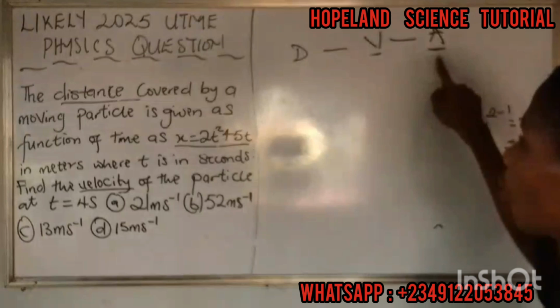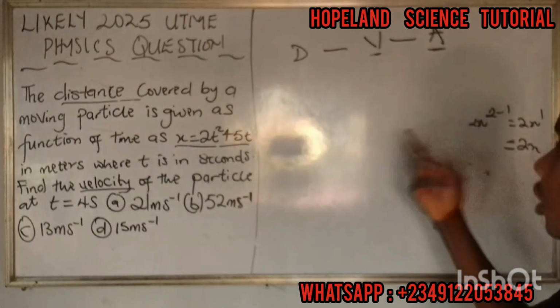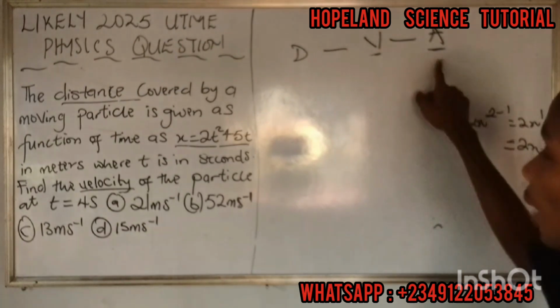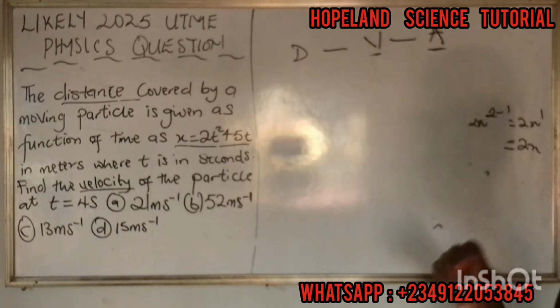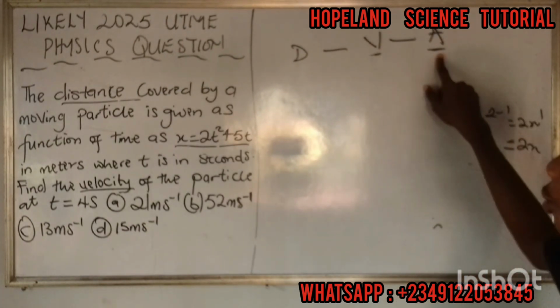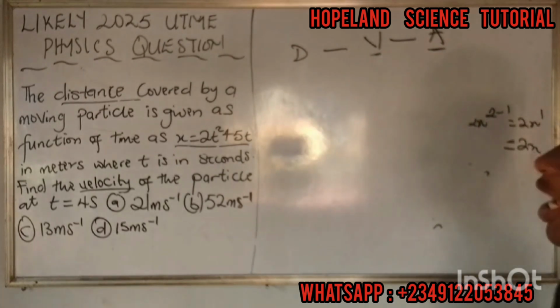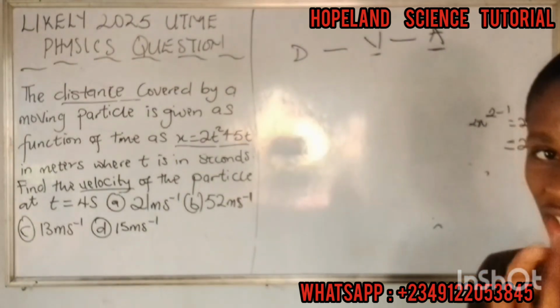Now, in non-uniformly accelerated motion, most times they will give you an equation representing a distance for you to obtain either velocity or acceleration. They will give you an equation representing a velocity for you to obtain either distance or acceleration. Sometimes they will give you an equation representing acceleration for you to obtain either velocity or distance.